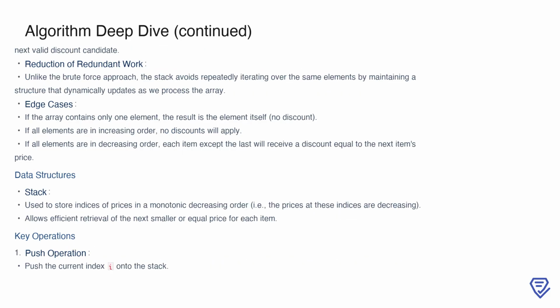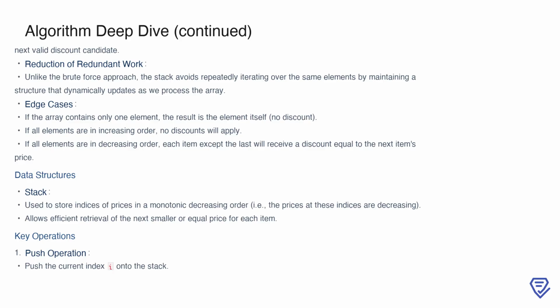The stack-based approach is efficient because it minimizes redundant work. Instead of repeatedly iterating over the same elements as in the brute force method, the stack dynamically updates to track the next valid discount candidate for each item. By maintaining a monotonic decreasing order, the stack ensures that the most recent index in the stack always corresponds to the next potential discount. This method also handles edge cases effectively.